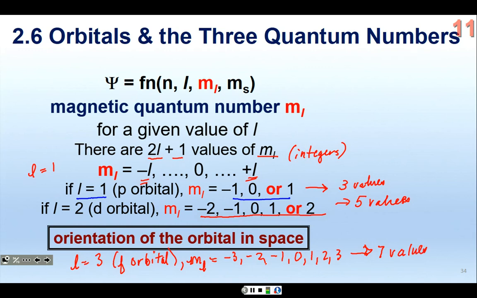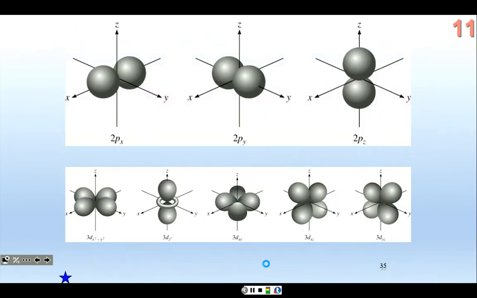Now, we won't go that far very often, but the pattern will continue for each successive value of L. Each of those is going to be important to us because the magnetic quantum number tells us the orientation of the orbital in space. Well, let's get some more information then. When we're looking at the p orbitals, there are 3 orientations in space.